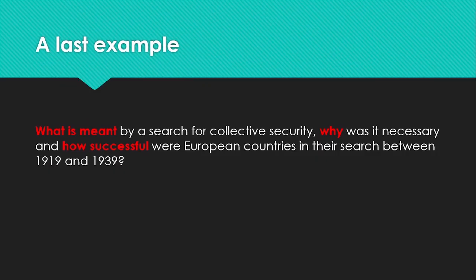And as a last example, here's a collection of basic questions, all wrapped up in one. What is meant by a search for collective security? Why was it necessary? And how successful were European countries in their search between 1919 and 1939? And let's be clear, if you are asked to discuss something, you had better ask some questions of your own in the process.